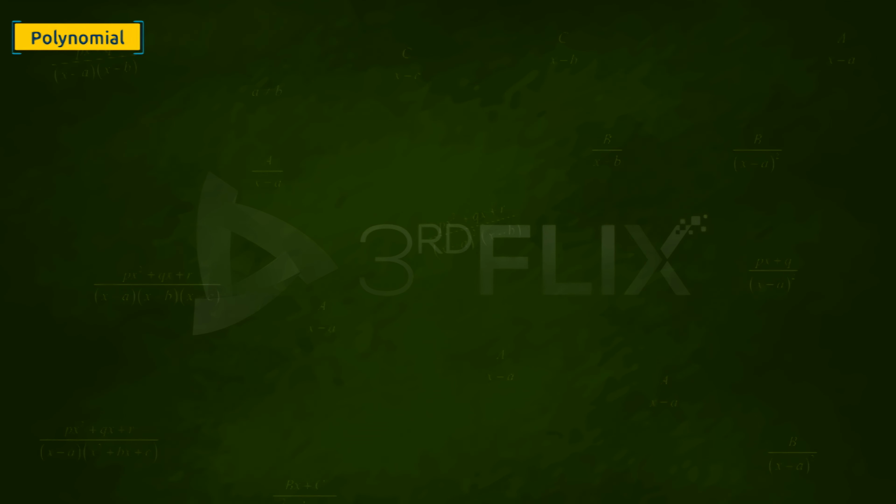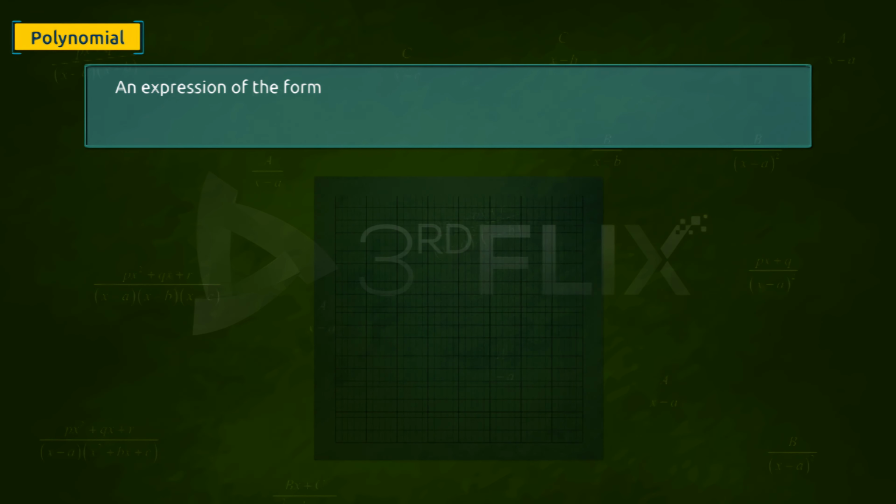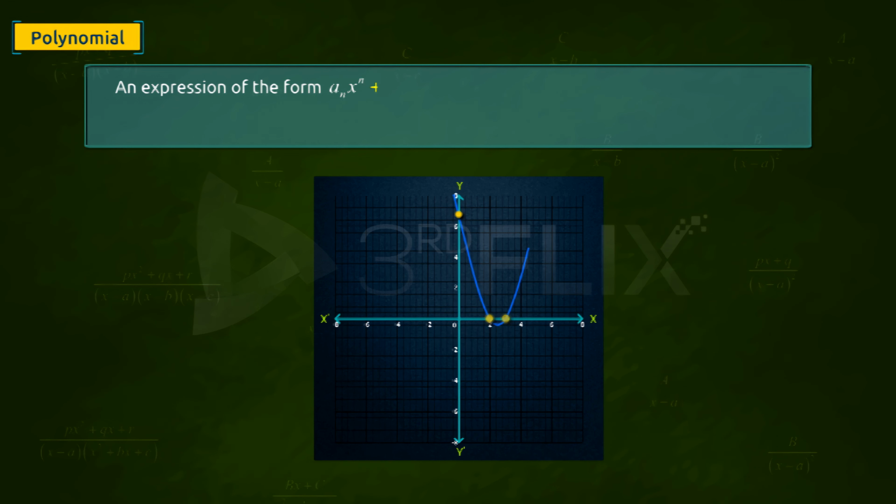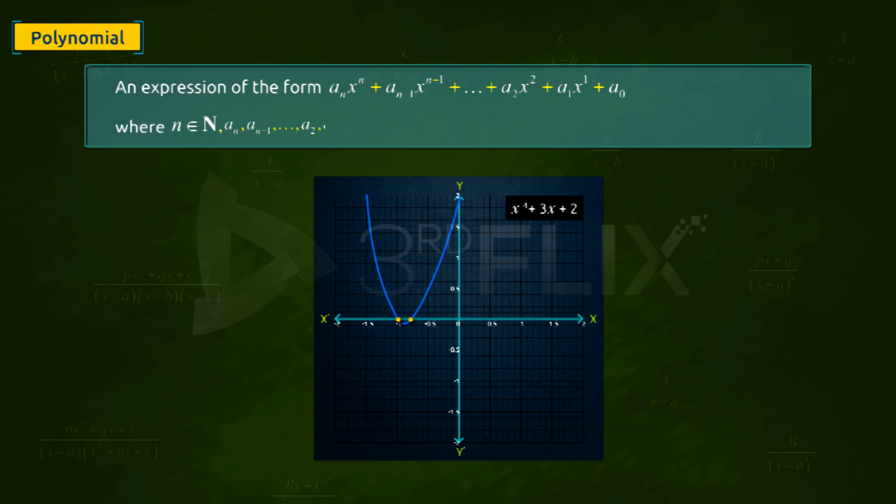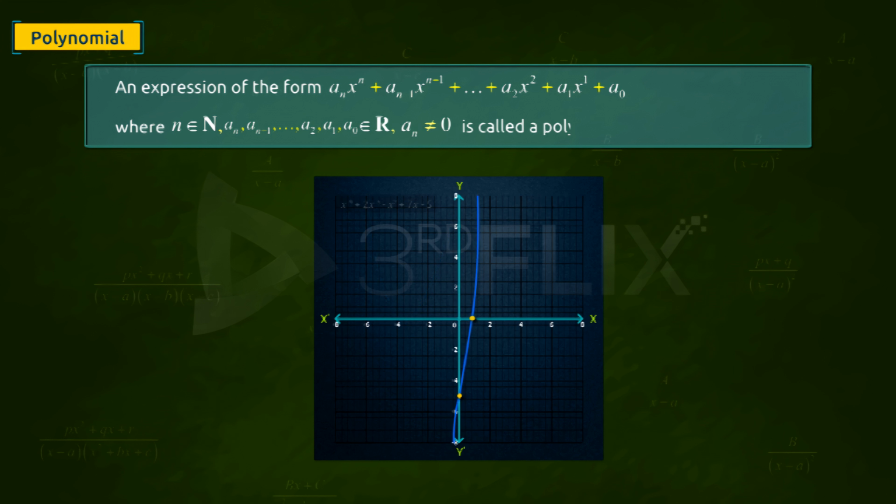Revisiting the polynomial. An expression of the form a_n x^n + a_(n-1) x^(n-1) + and so on + a_2 x^2 + a_1 x^1 + a_0, where n belongs to the natural number set N, and a_n, a_(n-1), and so on, a_2, a_1, a_0 are real numbers and a_n is not equal to 0, is called a polynomial of nth degree in x.